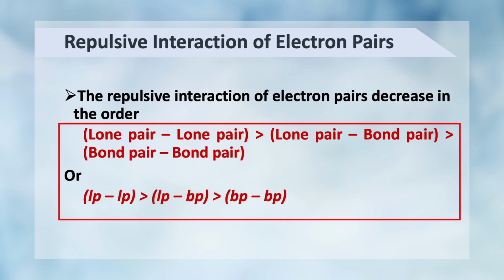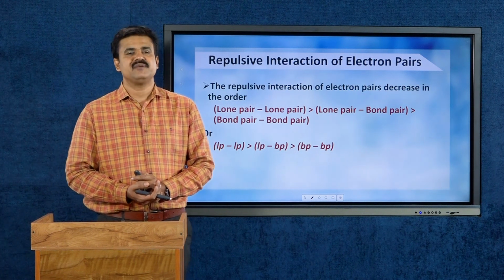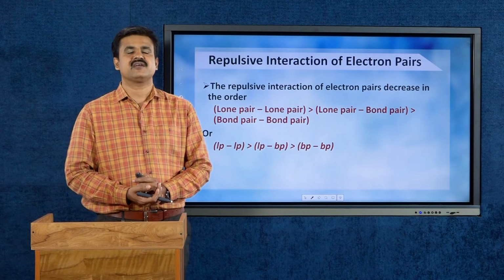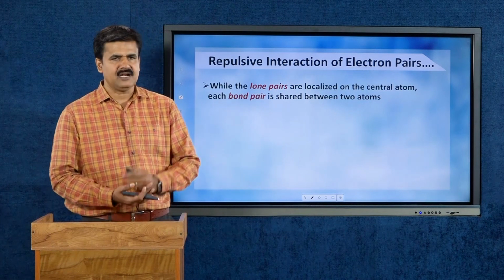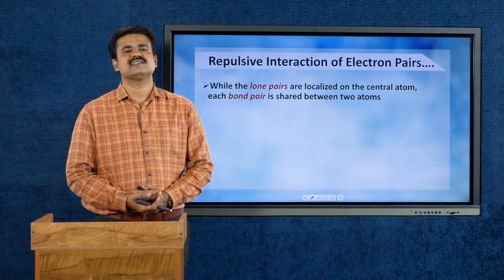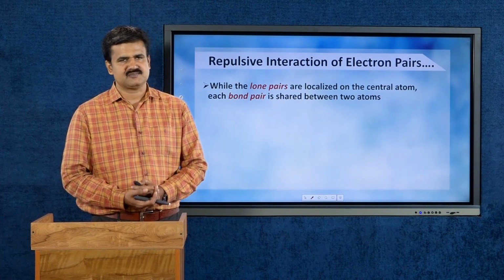Or we can say that the repulsion between two lone pairs is maximum and that between two bond pairs is minimum. So, you can simply say like this: LP-LP repulsion greater than LP-BP repulsion greater than BP-BP repulsion, where LP represents a lone pair and BP represents the bond pair of electrons. So, the highest magnitude repulsion is between two lone pairs, and the lowest magnitude is the repulsion between two bond pairs. While lone pairs are localized on the central atom, each bond pair is shared between two atoms.